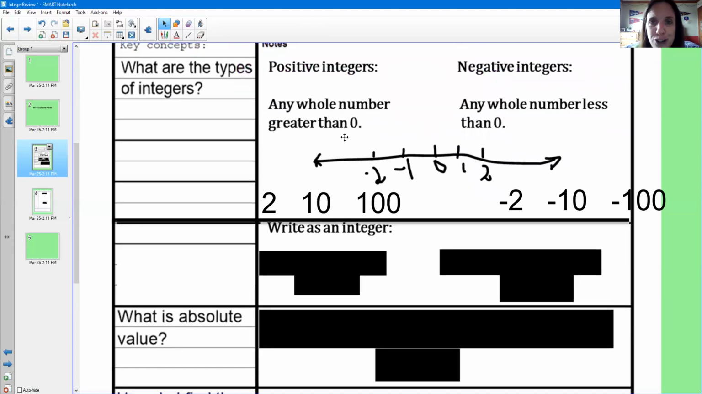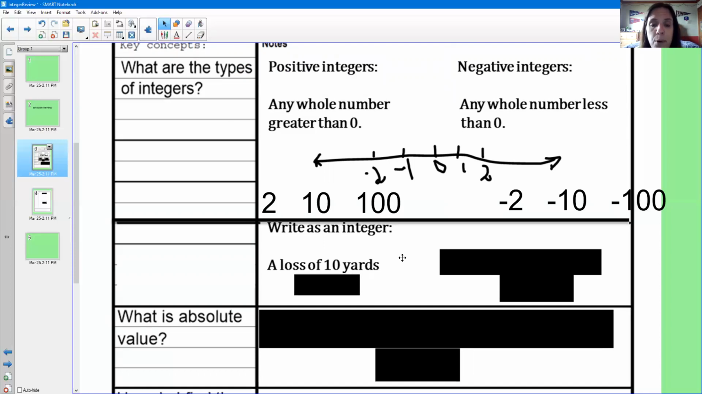When we were in our integer unit, we practiced writing integers from words. I had given you a whole list of words in that unit. I'm not going to do it again. You can look back in that note packet as you still have that integers note packet. But words that mean positive actions and words that mean negative actions.